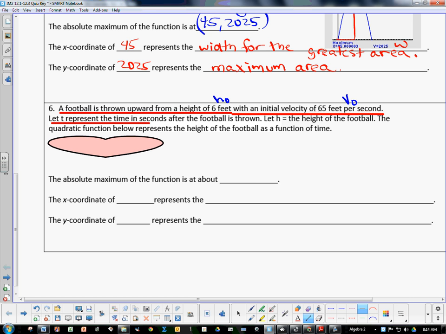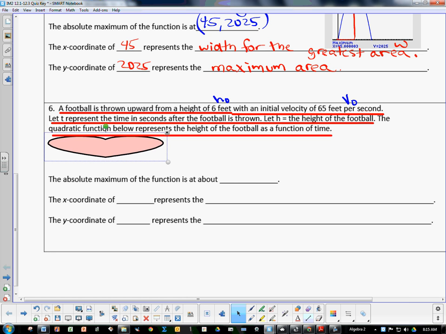Let t represent the time in seconds after the football is thrown, and let h equal the height of the football. Okay, it says the quadratic function below represents the height of this. So let me move this out of the way. In this case, we're going to give it to you. There it is. Now, how would you get that if I didn't give it to you, right?